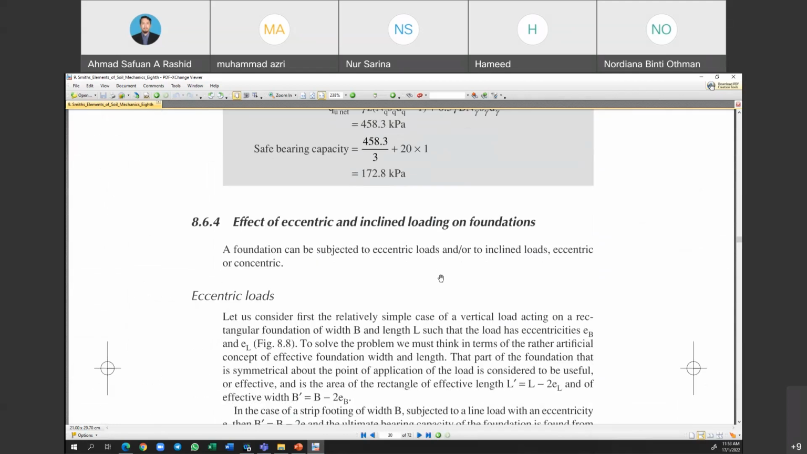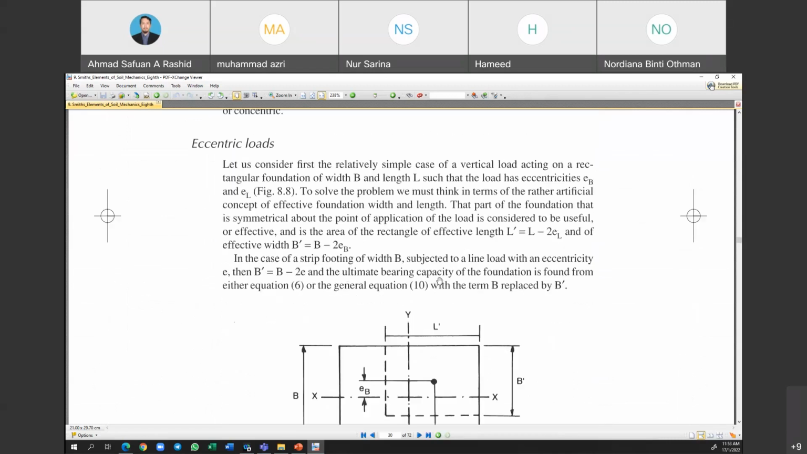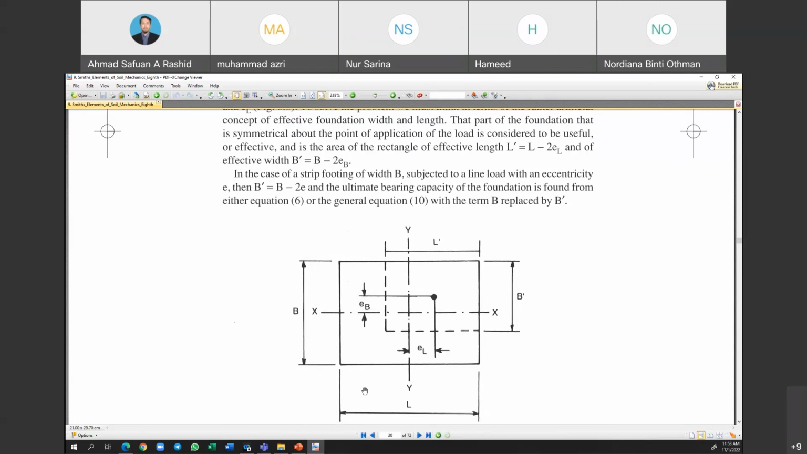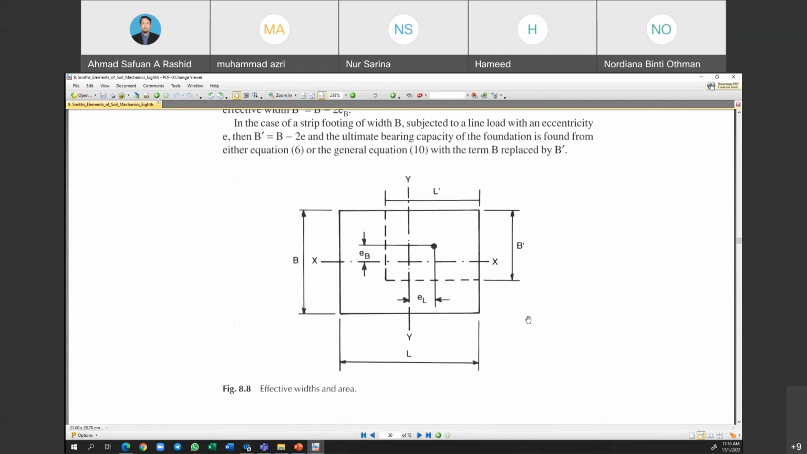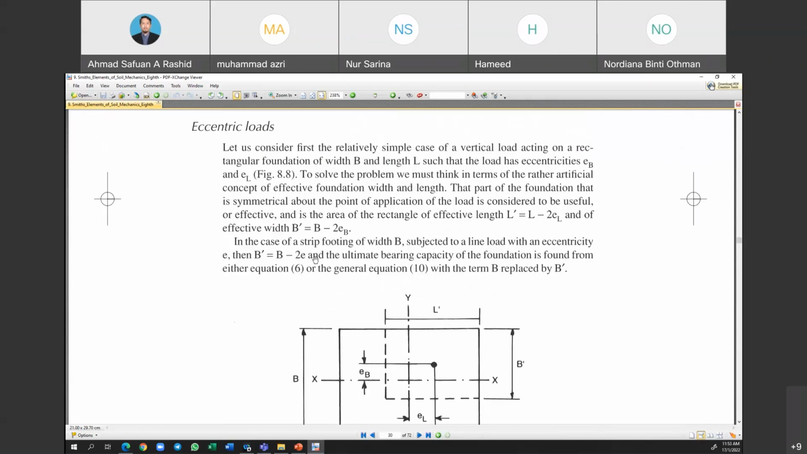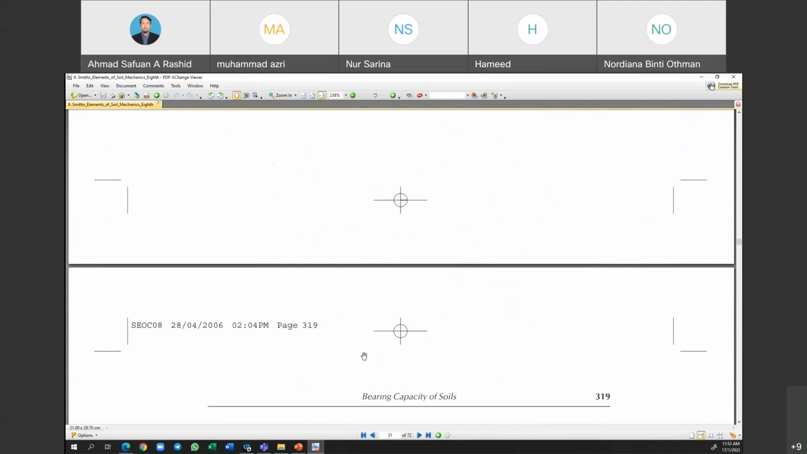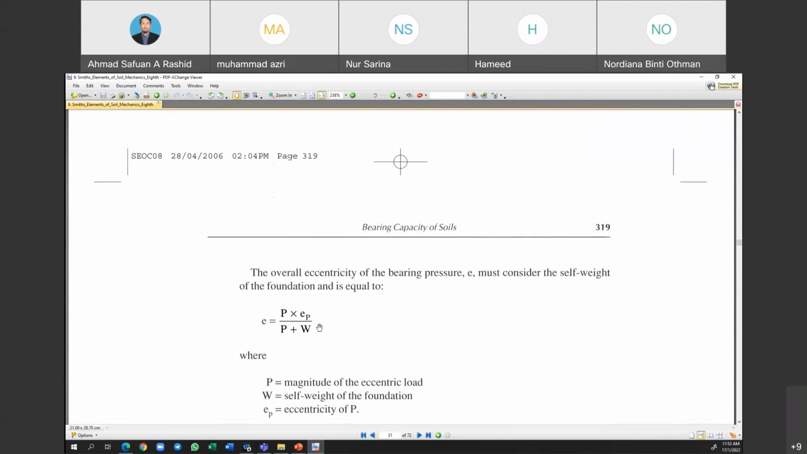Then the effect of eccentric and inclined loading on foundation has also been discussed here. This is how we determine the L prime and B prime. The B prime is equal to B minus 2e, so we need to identify the value of e. The value of e can be calculated based on this formula, using the magnitude of the eccentric load and the self weight of the foundation.